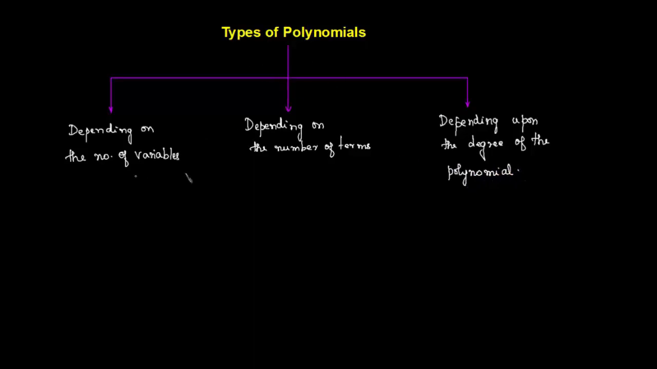So you can see that there are 3 major classifications. One, depending upon the number of variables. The second is depending upon the number of terms. And the third, depending upon the degree of the polynomial. Let's understand about each of these types in this session.